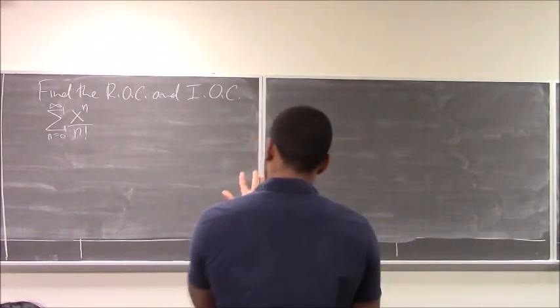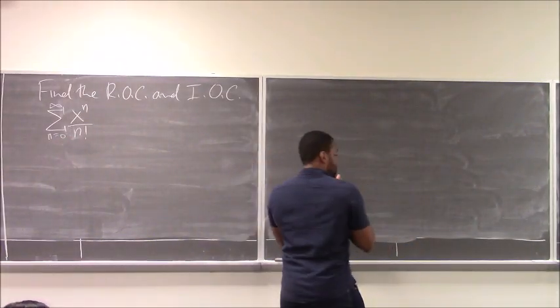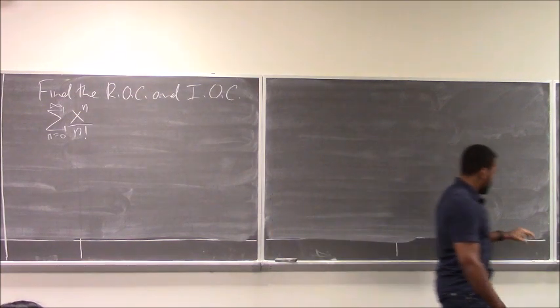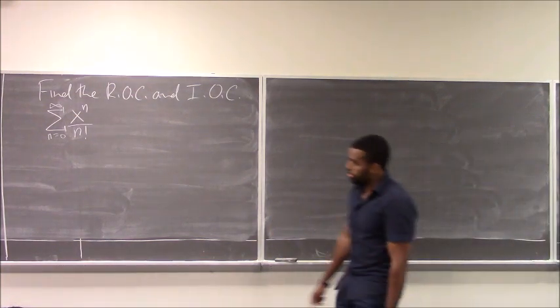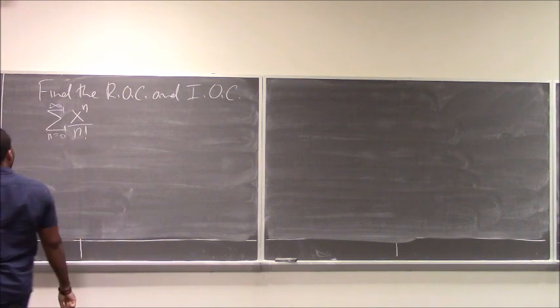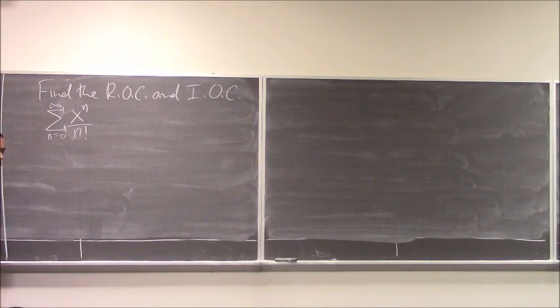Let's begin. Let's pick up where we left off. So, we want to find the radius of convergence and interval of convergence of this guy. What do we do? Ratio test. Ratio test.